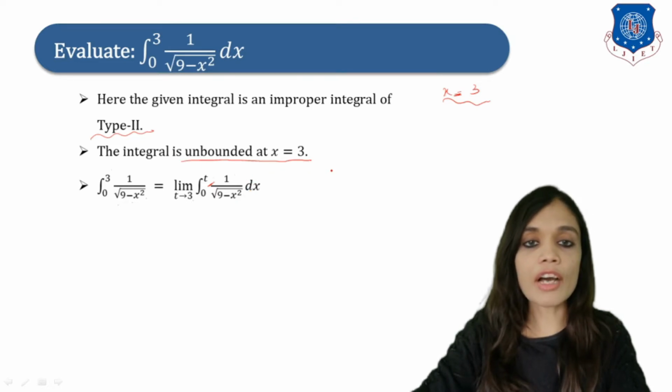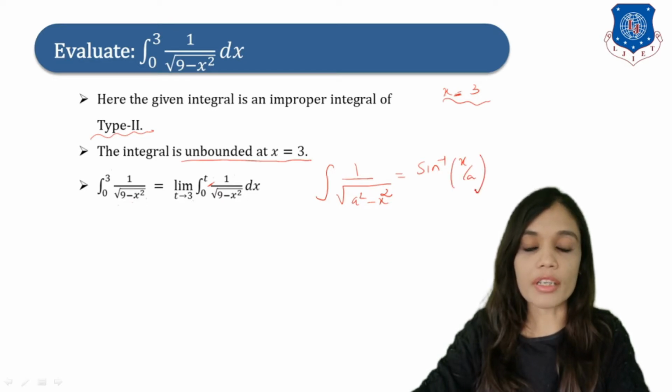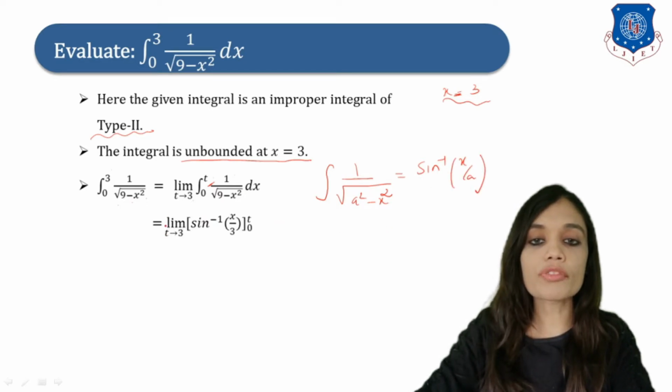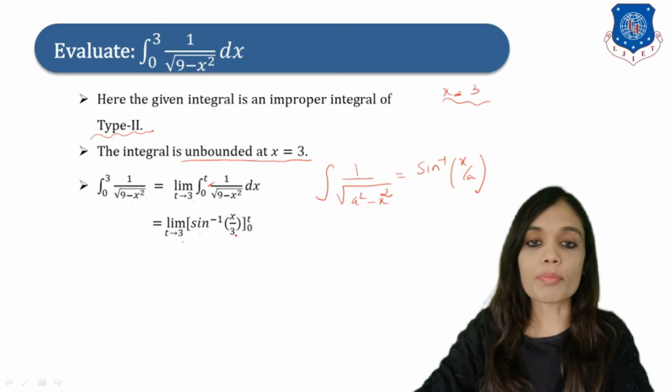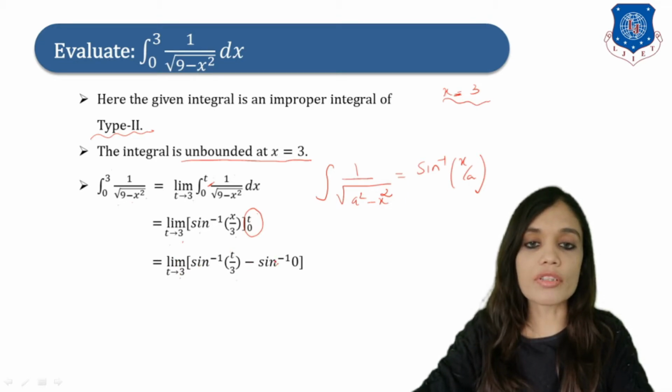Now we know the formula. Integration of 1 upon square root a square minus x square is equal to sine inverse x upon a. So using this formula, what we will get? Limit t tends to 3, sine inverse x upon 3, from 0 to t. Now let us put our limits of integration. So what we will get? Limit t tends to 3, sine inverse t by 3 minus sine inverse 0.